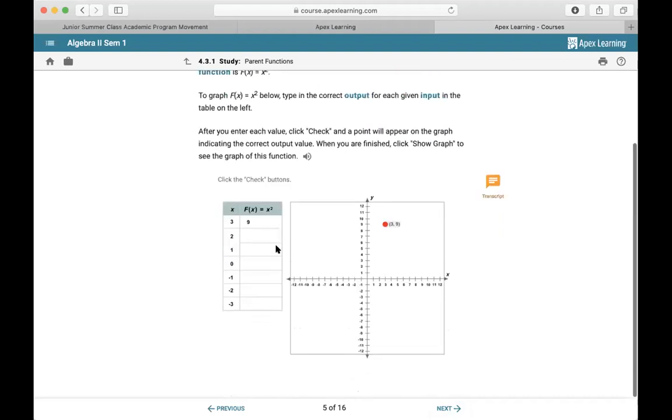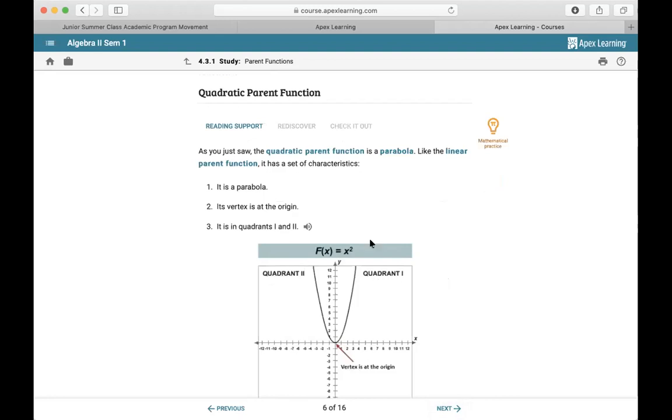So if we do this, 3 squared is 9, 2 squared is 4. Even when we get down here, -1 squared is going to give us 1, because -1 times -1 is +1, and -2 squared is 4. And we end up with that U shape.